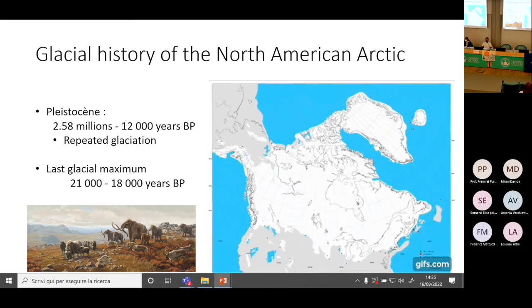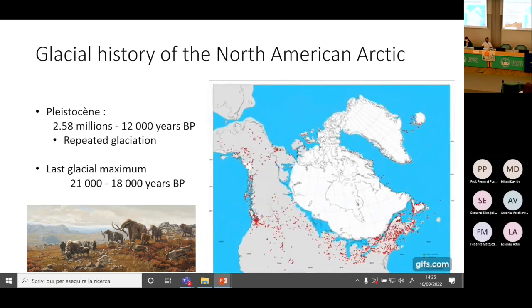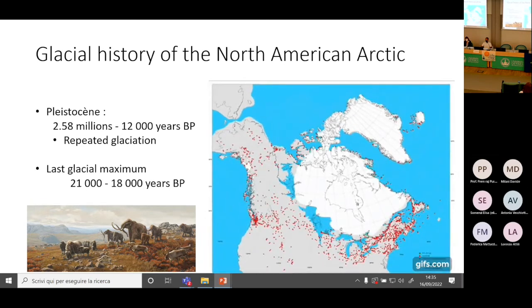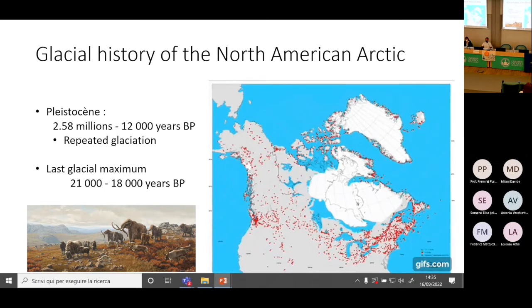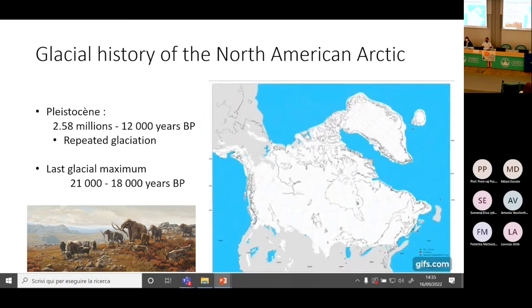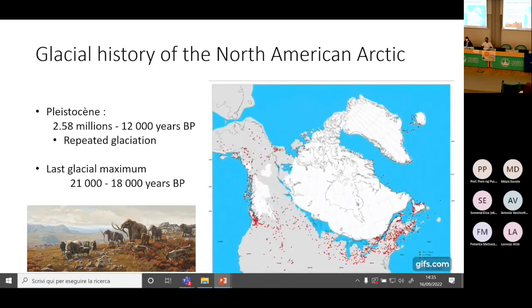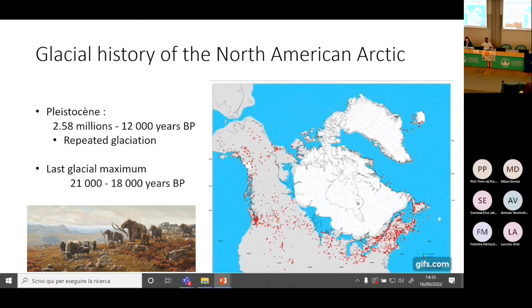And also when working in the Arctic and a lot of other places in the world, it's hard to ignore the glacial history of the region. You can see on the little animation the last glacial maximum that covered most of North America. And it's really, really recent on an evolutionary scale. And it's obviously been affecting genetic diversity in numerous taxa.